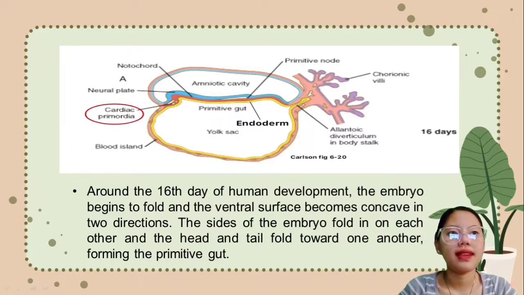At approximately the 16th day of human development, the embryo begins to fold ventrally in two directions. The sides of the embryo fold in on each other and the head and the tail fold forward toward one another. The result is that a piece of the yolk sac, an endoderm-lined structure in contact with the ventral aspect of the embryo, begins to detach and become the primitive gut. The yolk sac remains connected to the gut tube via the vitelline duct.